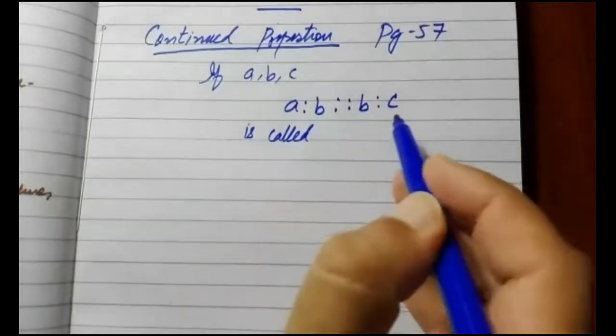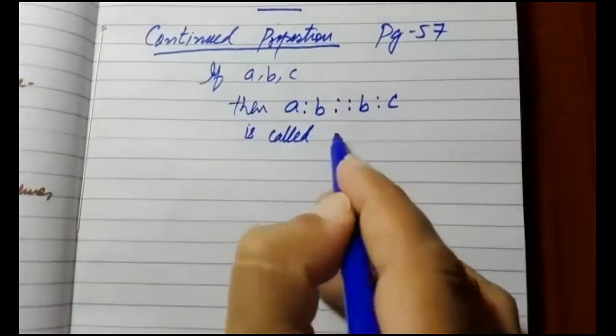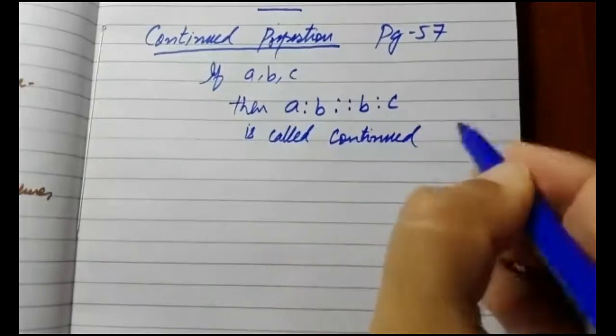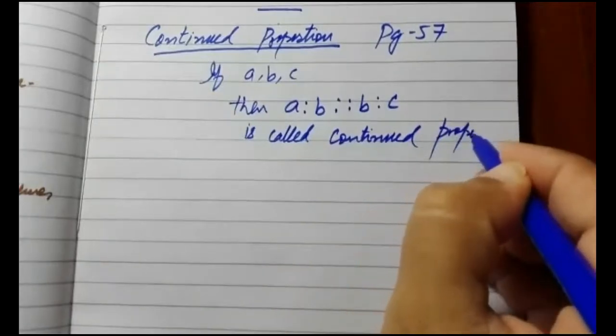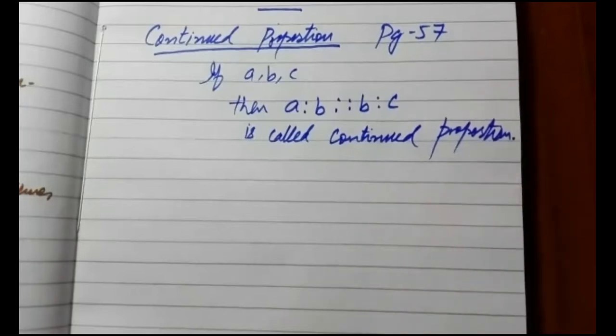Fine. So this arrangement is called continuous proportion. That's it. Though the textbook is also writing, I will read for you from the textbook. It is also written where A is the first, B is a mean, and C is the third proportion. Means that A is the first proportion, B is the mean, C is the third proportion. Then A, B, C are called in continued proportion.